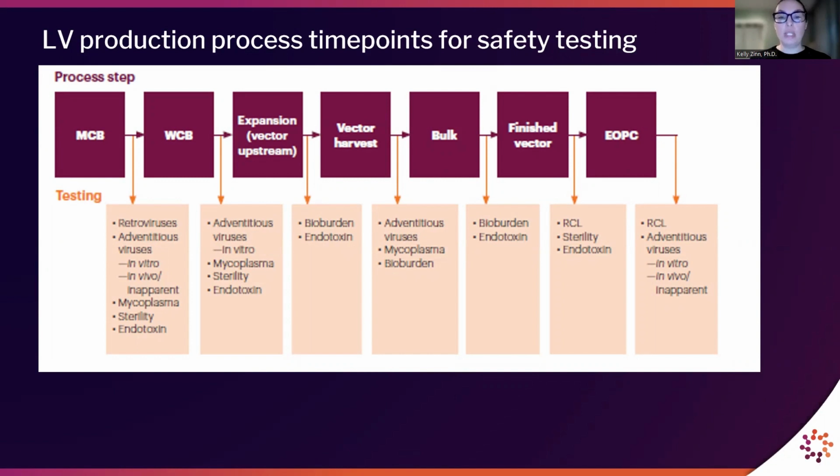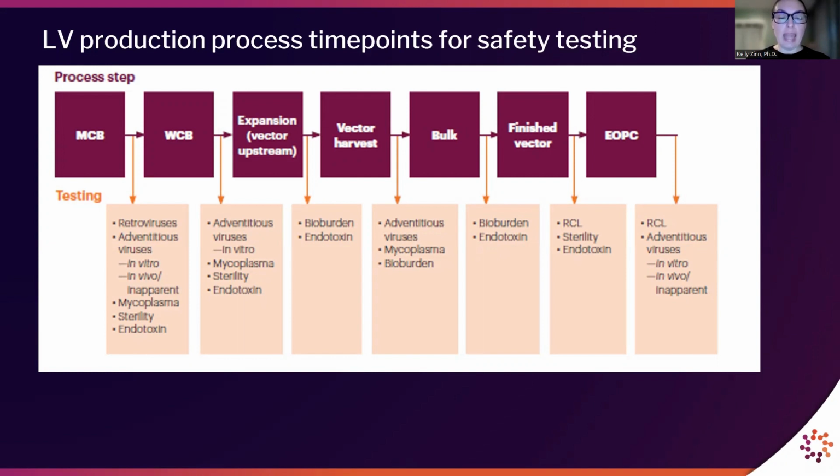So therefore, there's routine in-process testing for things like bioburden and endotoxin prior to the sterile filtration steps. And mycoplasma and adventitious viruses are tested at the vector harvest stage. The finished vector is tested for replication-competent retrovirus, sterility, and endotoxin. The ICH guidelines Q5A-R2 on viral safety evaluation of biotechnology products derived from cell lines of human or animal origin is a good reference for developing lentiviral vector safety strategy.